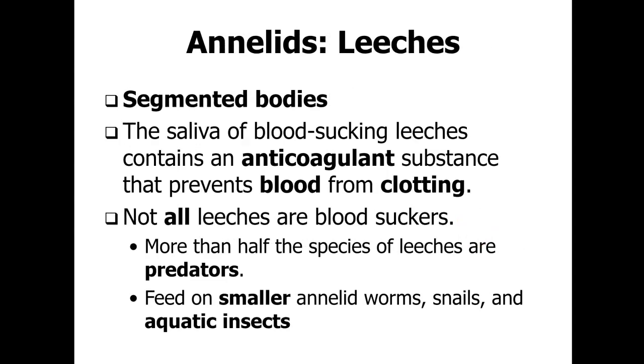Leeches are going to be another type of annelid. They also have segmented bodies, and there's going to be 2 different types. You have what's called the blood-sucking leeches and the non-blood-sucking leeches. As far as the blood-sucking, their saliva is going to contain an anticoagulant substance, and what that does is it prevents blood from clotting. These are going to make up more than half of the species of leeches. The non-blood-sucking leeches are going to make up the remaining species of leeches. Some feed on smaller annelid worms, some snails, and aquatic insect larvae. About 500 species of about 13,000 total.